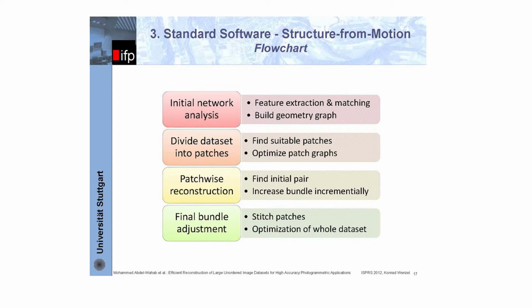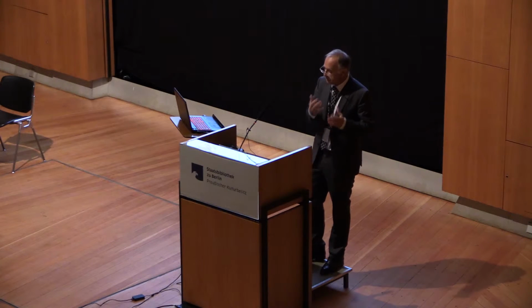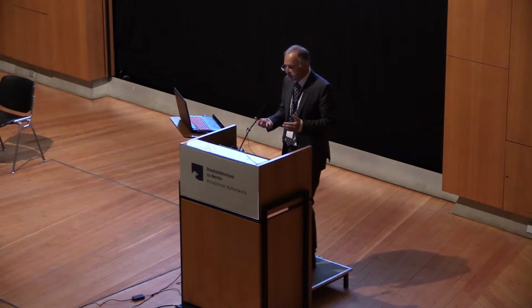But finally, you see here, we start first with analyzing the connection of images. Then we divide the image data set. We make a patch-wise reconstruction. And finally, we come out with a final bundle adjustment just to get all the information we need. And if we have the final bundle adjustment, that means the orientation, then we go into dense image matching.